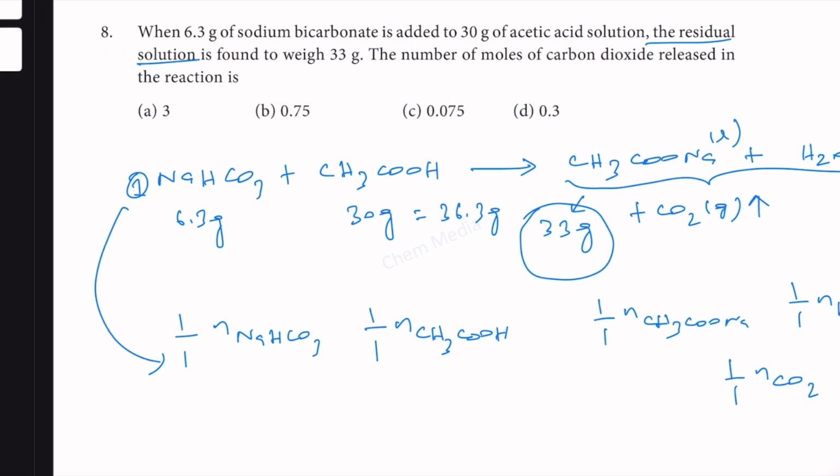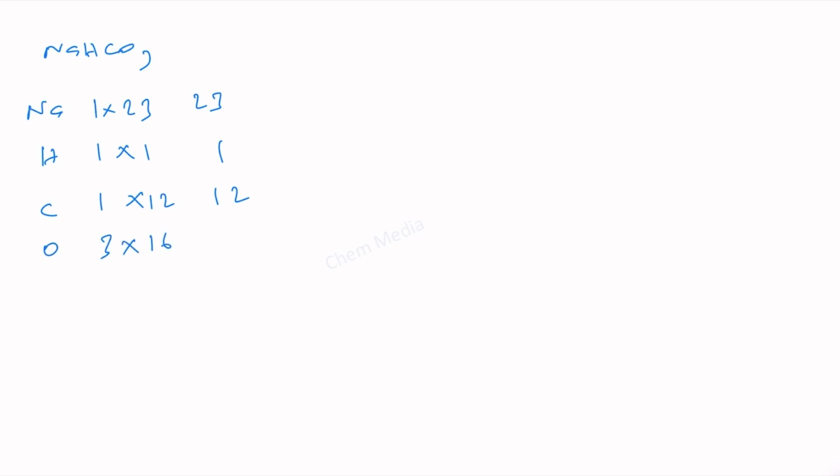So let us first find the number of moles of sodium bicarbonate and acetic acid. For that, we need to know the molar mass of both of these molecules. So for sodium bicarbonate, the molar mass is going to be 1 times sodium 23, 1 times hydrogen 1, 1 times carbon 12, and then 3 times oxygen, 3 times 16, 48. And therefore this is 14, remaining 1, so 5, 7, 8. So 84 gram per mole.